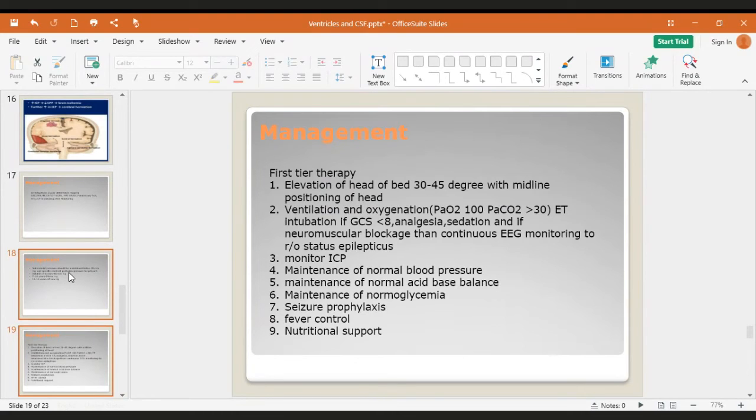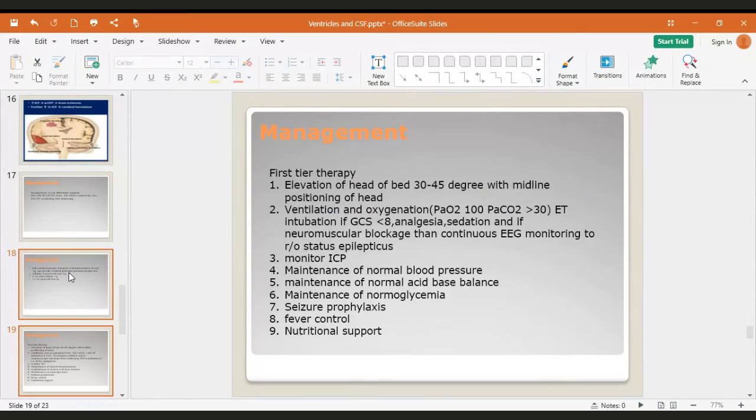ET intubation is required if the Glasgow Coma Scale is less than 8. Analgesia and sedation are required. If we use neuromuscular blockade, then continuous EEG monitoring is required to rule out status epilepticus, because when there is neuromuscular blockade, the clinical seizure will not be seen. There is monitoring of the intracranial pressure, with the transducer placed either in the intraventricular cavity or brain parenchyma.